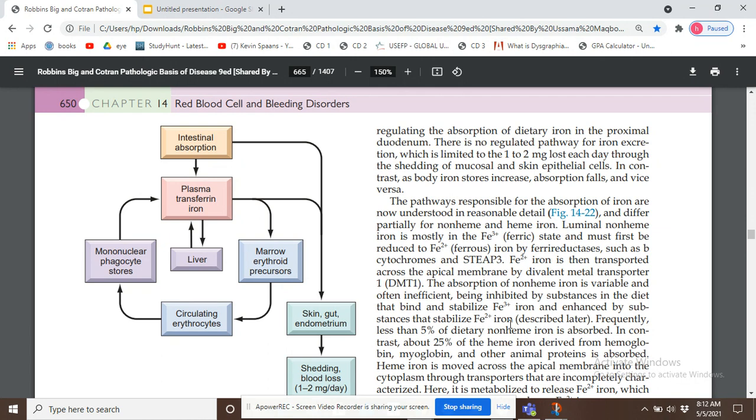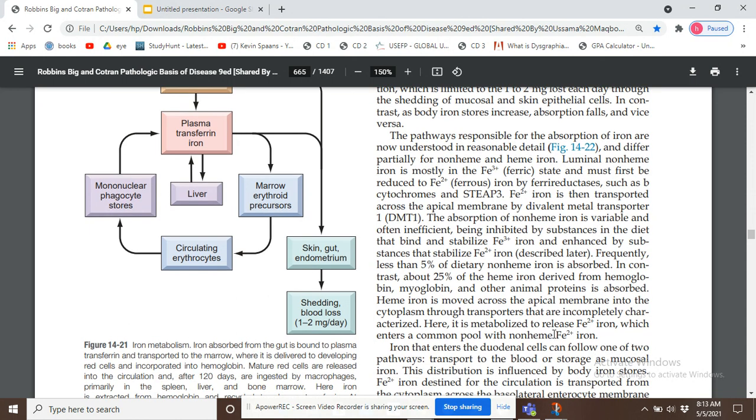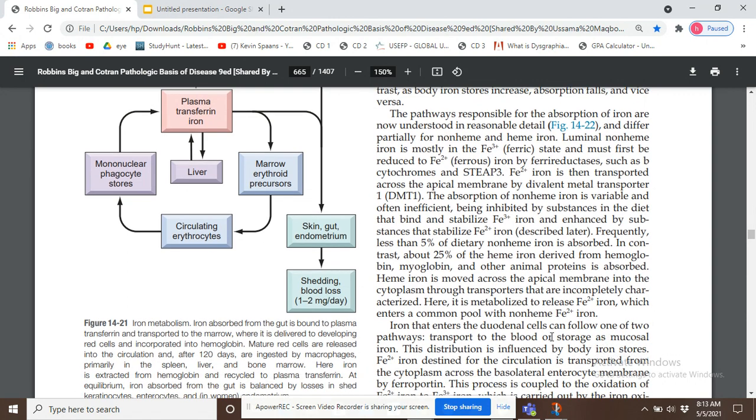Frequently, less than 5% of dietary non-heme iron is absorbed. In contrast, about 25% of the heme iron derived from hemoglobin, myoglobin, and other animal proteins is absorbed. Heme iron is moved across the apical membrane into the cytoplasm through transporters that are incompletely characterized. Here, it is metabolized to release Fe2 iron, which enters a common pool with the non-heme iron.